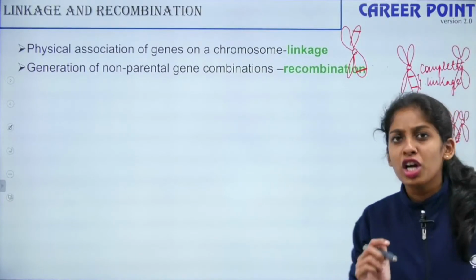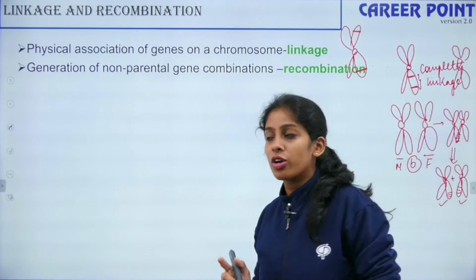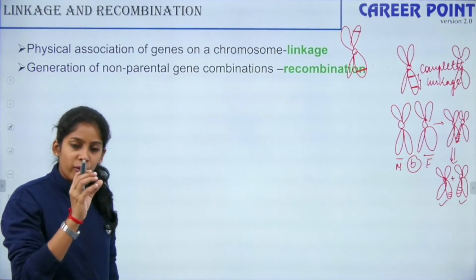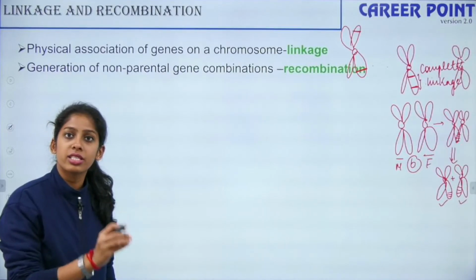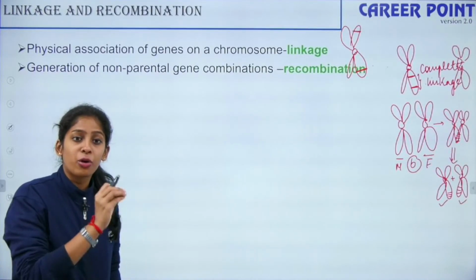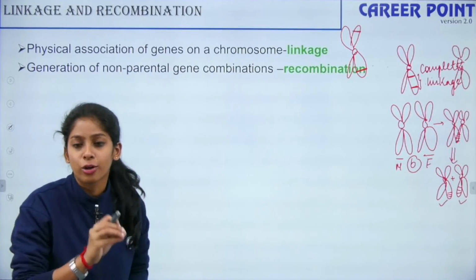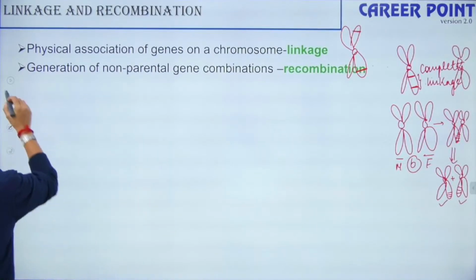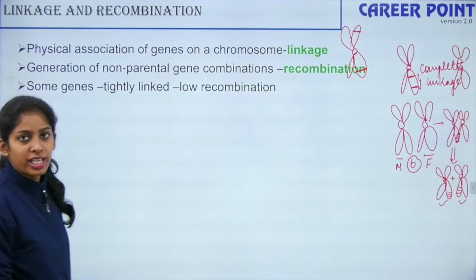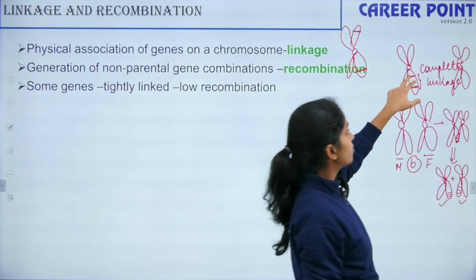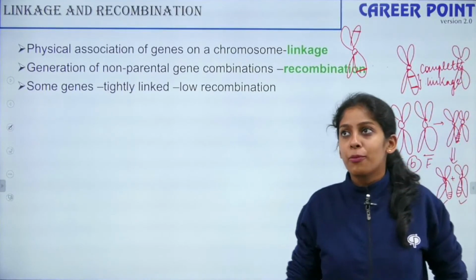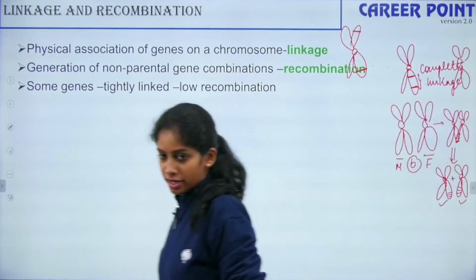Mendel could not talk about linkage because he focused on the law of independent assortment. He worked on characters that were present on the same chromosome very, very close by. So that is the reason he could not even think of linkage, and this was done later. Some genes are tightly linked, so they show less recombination, because if this is recombined, both will move to the different chromosome. So there is no probability that it can give you new combinations.